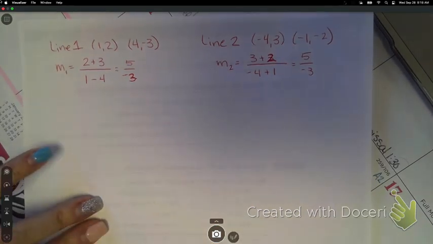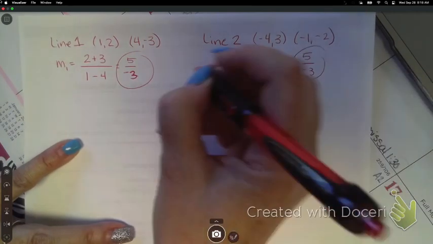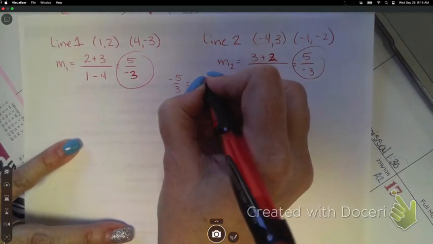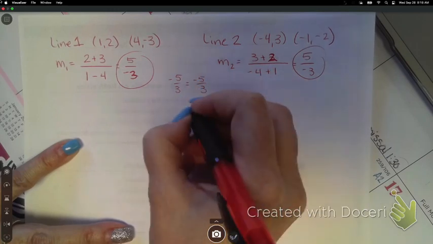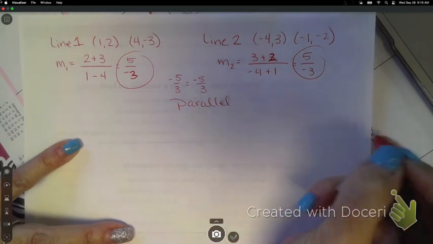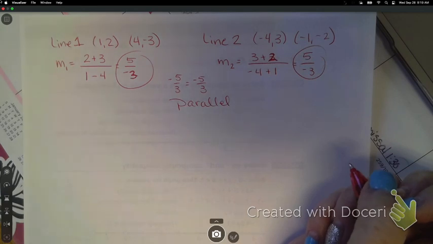Parallel, perpendicular, or neither? Parallel. They're parallel because they are the same: -5/3 equals -5/3. Maybe if you would write bigger, Cody, you'd know where you went wrong. No, I put m equals -1 minus 3 over -2 plus 4, and I got -4 over 2. You know where you went wrong.